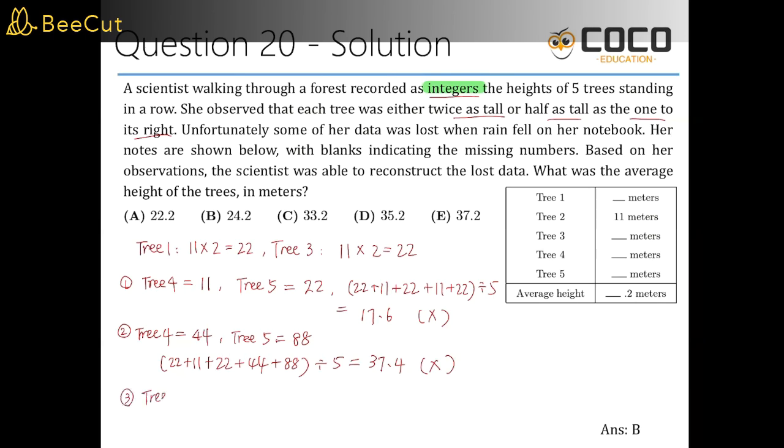The last case is tree 4 is 44. For tree 5 is different. Tree 5 is half as tall as tree 4. 44 divided by 2, this is 22. So we add all 5 of them together, divided by 5. This equal to 24.2. So the answer is B.